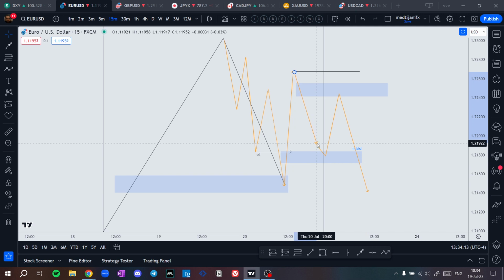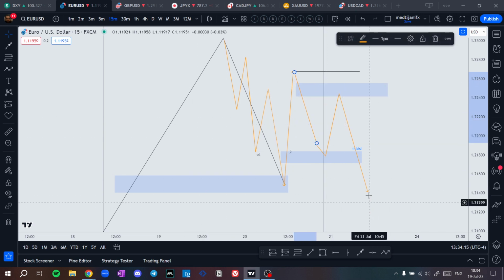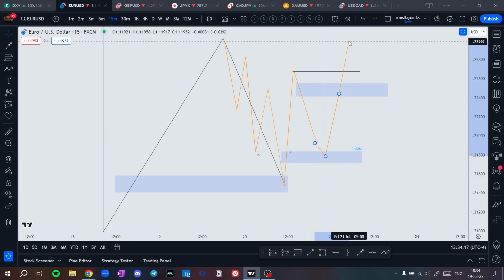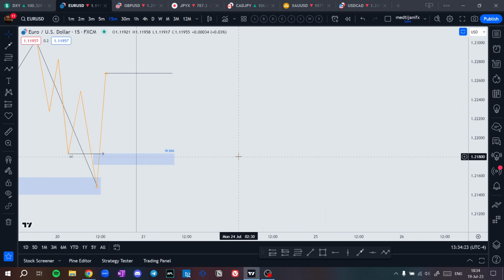Why? Because the IF is still bullish. I'm going to keep targeting these highs here. But what I usually target is two things. I target fair value gaps and I target internal liquidity.